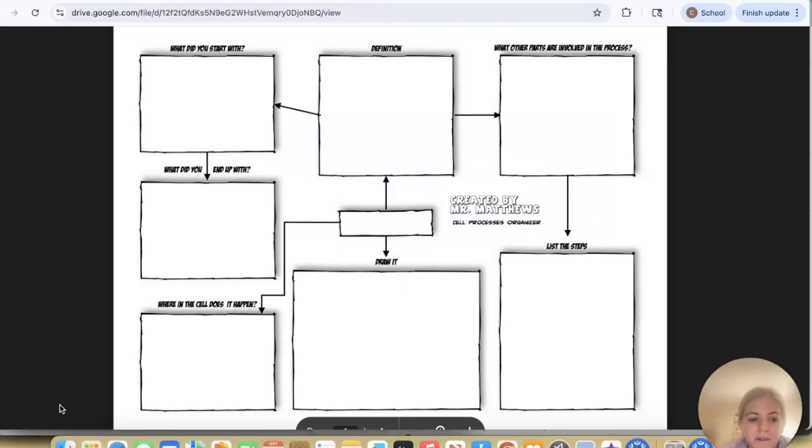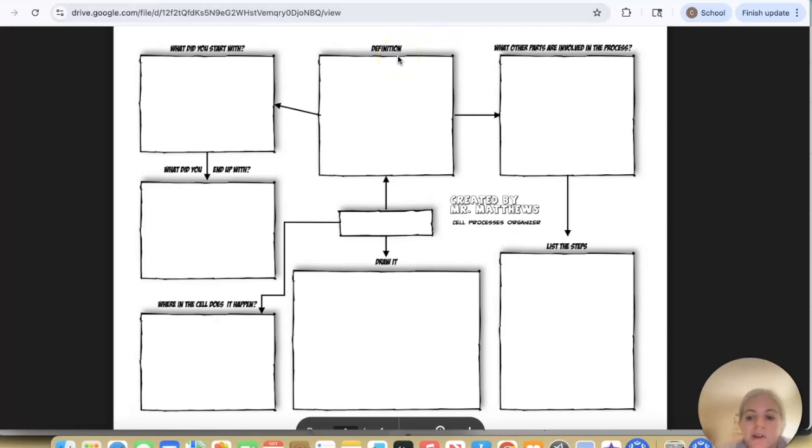The next thing you will do today is work on the cell processes graphic organizer. This is the same paper that we did for the glycolysis, but now you'll be doing it for the Krebs cycle. So remember, this is a summary of your learning, so make it work for you. In the center, be sure to write the title, aka the Krebs cycle. What did you start with? Those are the reactants. What did you end up with? Those are the products. Where in the cell does it happen? That would be where it happens, the blue and the color-coded key.